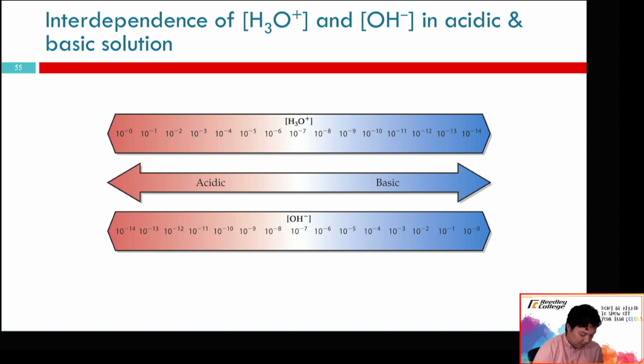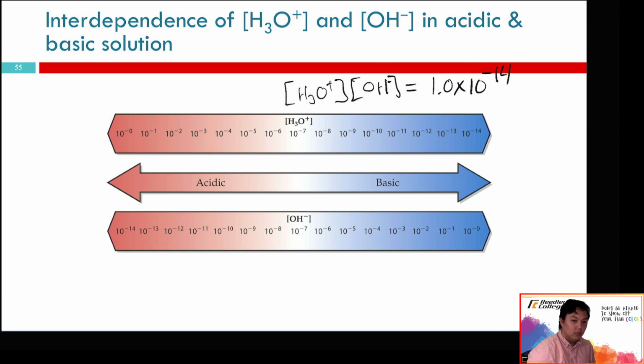So as we do the math, if we look at each of these, this is 10 to the minus 14, because 10 to the minus 4 times 10 to the minus 10 is 10 to the minus 14, 10 to the minus 3 times 10 to the minus 11 is 10 to the minus 14. So at every single step along this, these multiply together to get our H3O plus times OH minus equal to 1.0 times 10 to the negative 14. Always true.